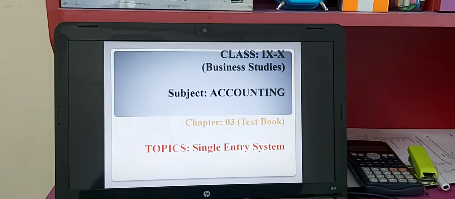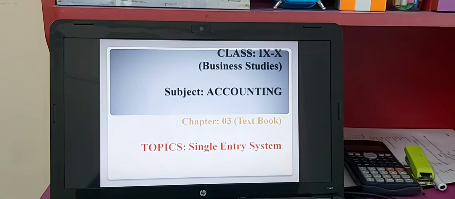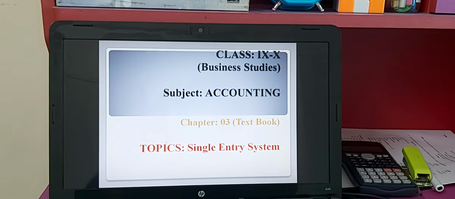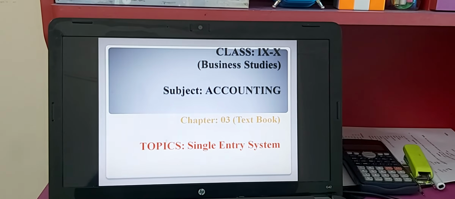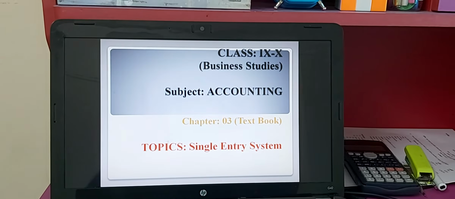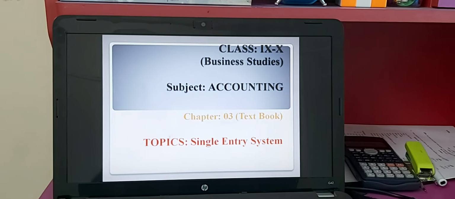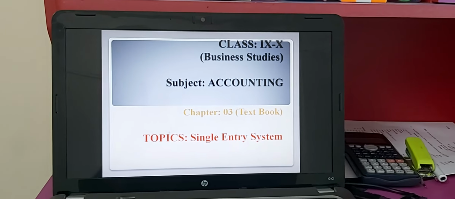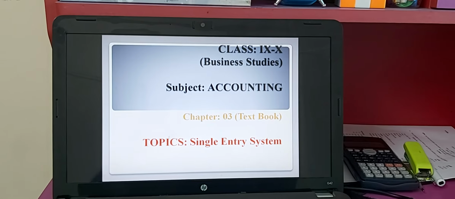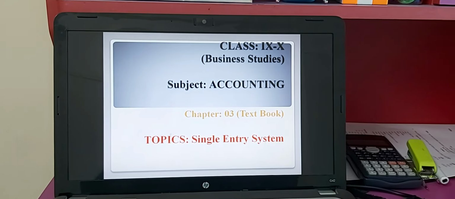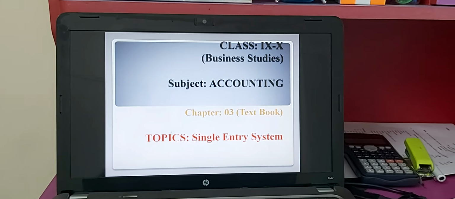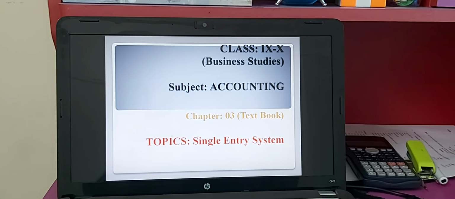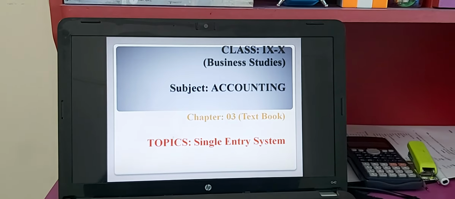Single entry system is another part, or another topic, of chapter 3, that is the double entry system. But I will tell you today the topic of single entry system. So you have to know what is single entry system.